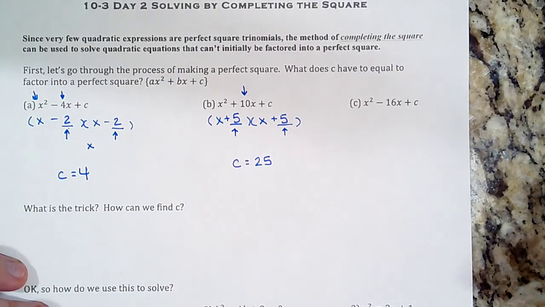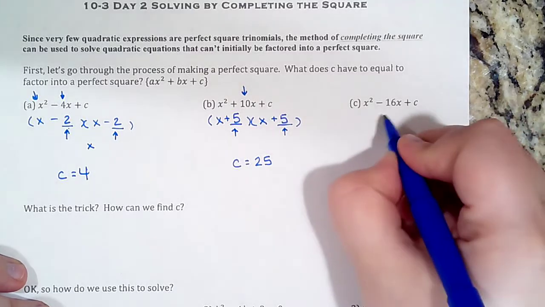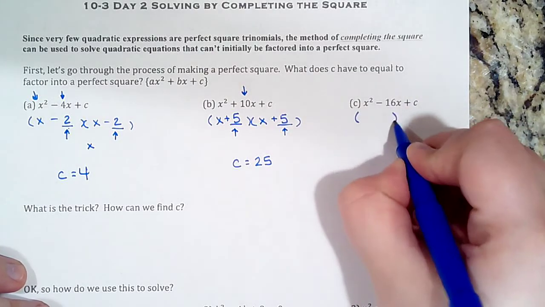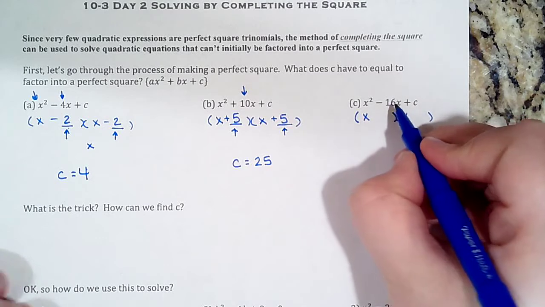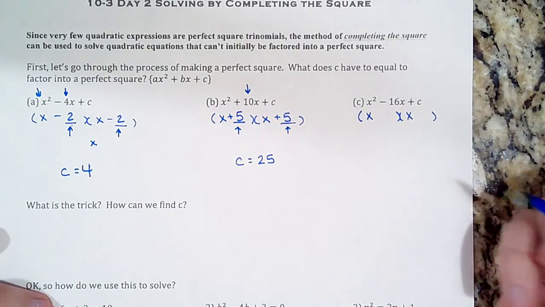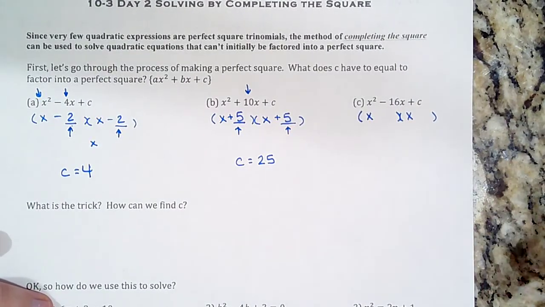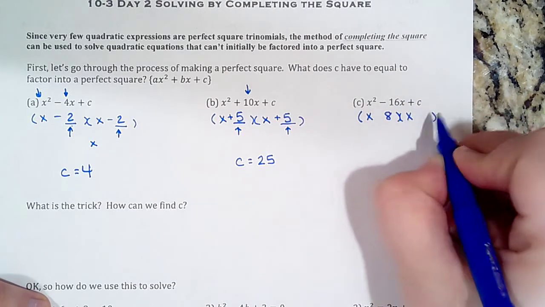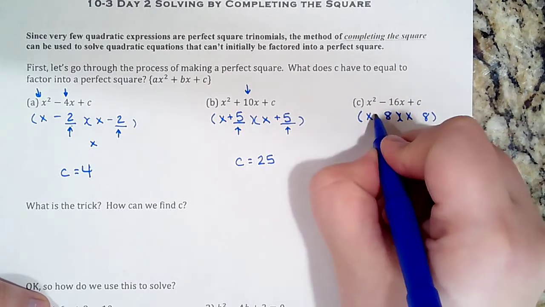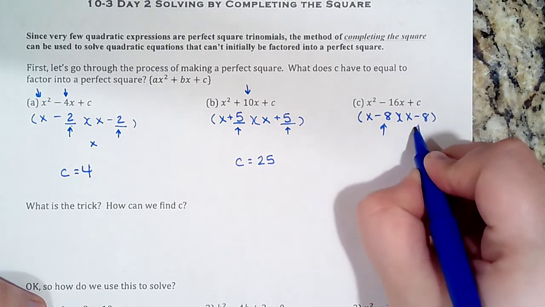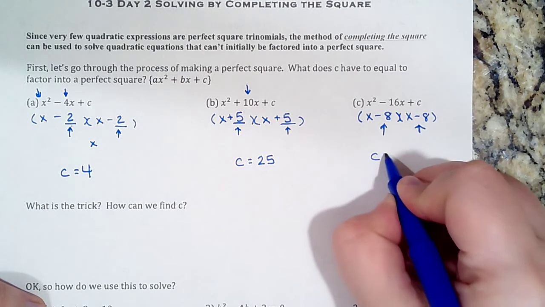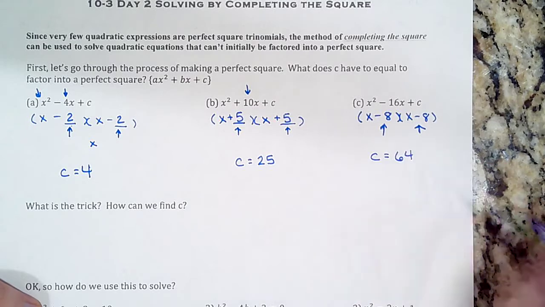Pause the video, see if you can figure out what c ends up being, and then come back and check it out. Alright, hopefully you paused the video, and when you did, you noticed that when you break this down, 16 broken down by 2, what number adds to negative 16, is going to be 8 and 8. In this case, they're going to be negative. So when we multiply these two numbers, we're going to have c equals 64.